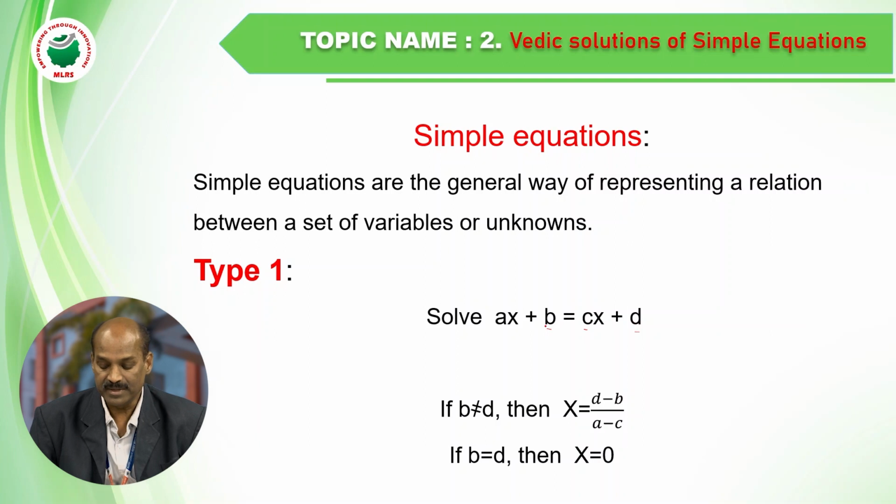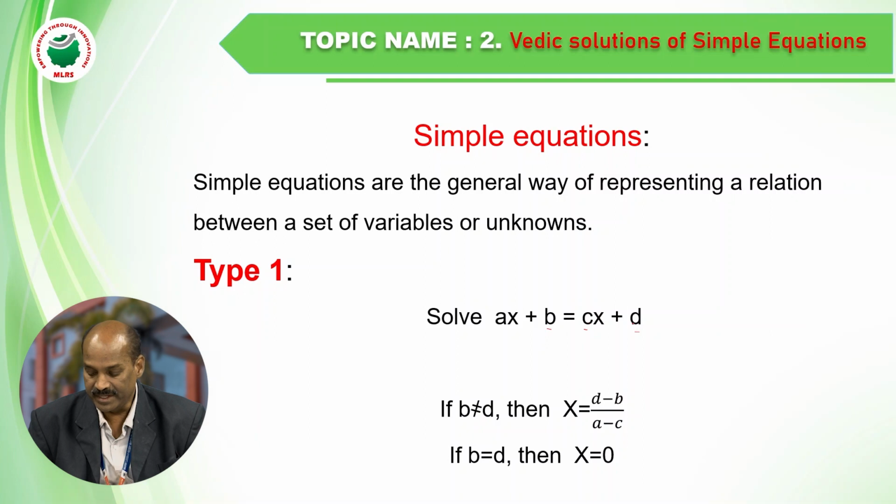In Vedic mathematics, there is no general method for all types of simple equations. For different categories, they developed solutions for various types. For example, the given problem is in this form: ax plus b equals cx plus d. Here x is unknown and a, b, c, d are constants. There are two cases.